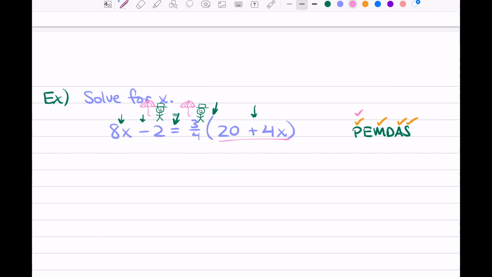Next is multiplication. Looks like we're multiplying a 3/4 here. If you see something like this, there's an implied multiplication right there. So multiplication is our next step. So I'm gonna clean up this area. So how do you multiply a number by something that's in parentheses? That is called the distributive property.